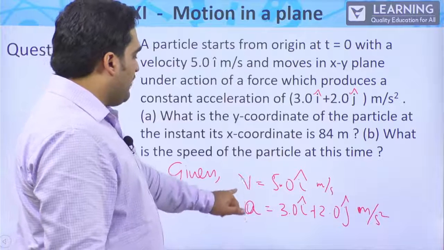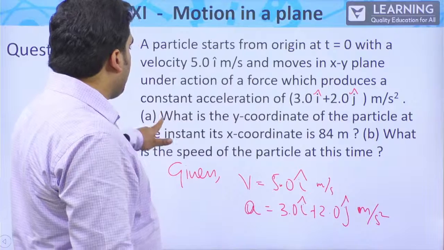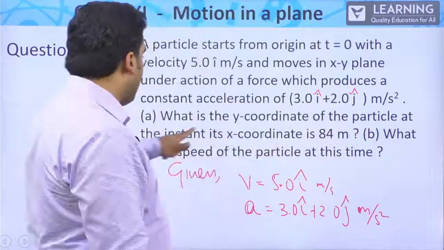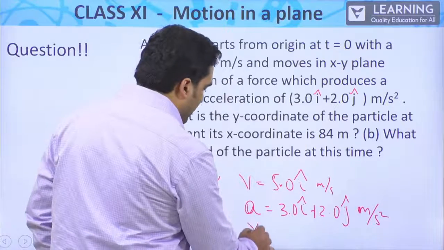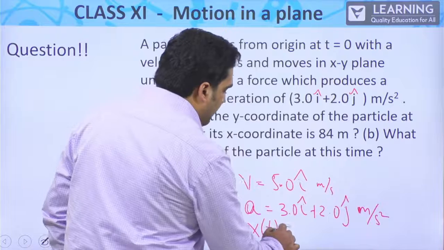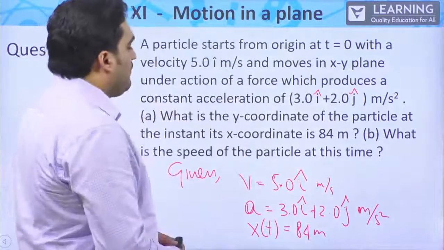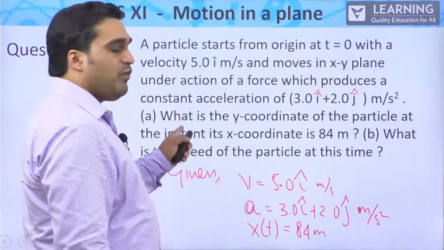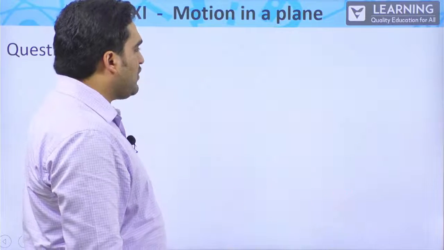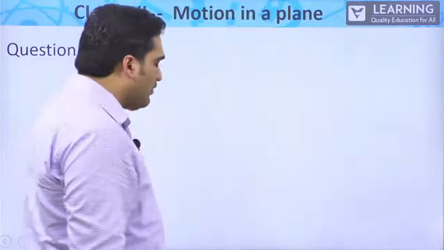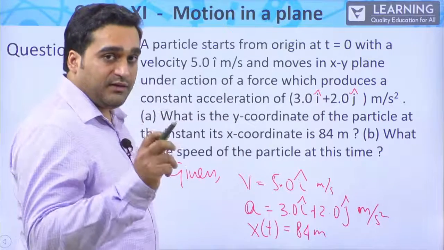All right. Velocity, acceleration as mentioned. What else? What is the y coordinate of the particle at the instant the x coordinate of the particle is given? So x of t at any time t is 84 meter. All right. So now we need to find the y coordinate, and the second part says the speed of the particle. So how do we go about solving this problem?